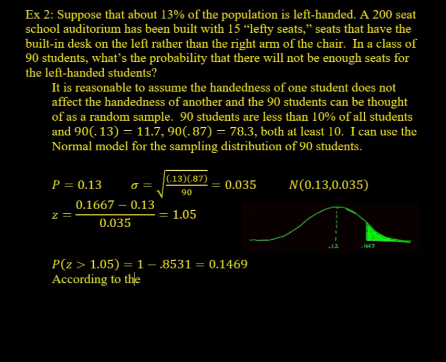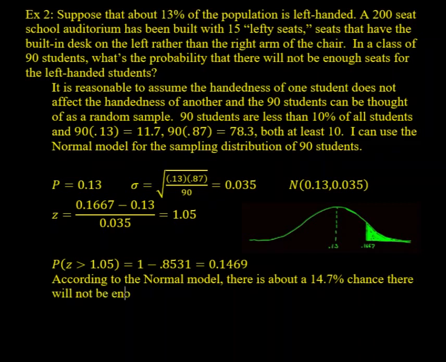According to the normal model, there is about a 14.7% chance there will not be enough left-handed seats for the left-handed students. The probability that we run out of left-handed seats would be 15 over 90, which equals 0.1667.